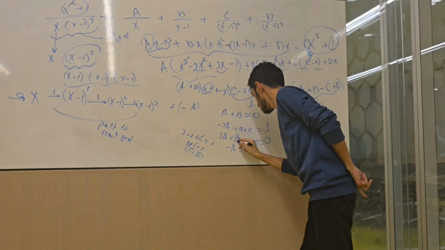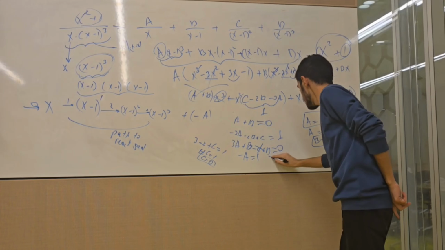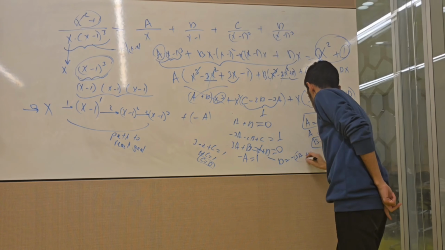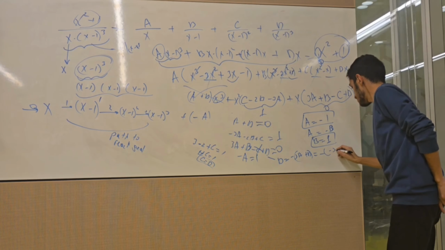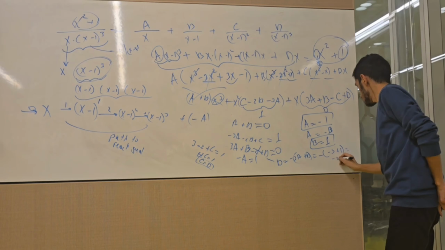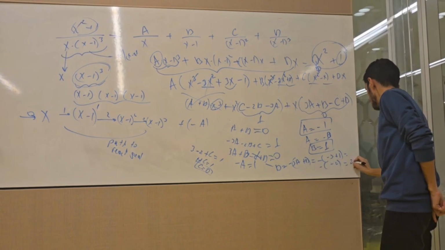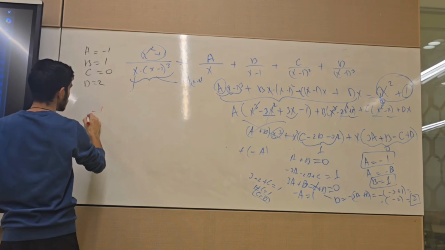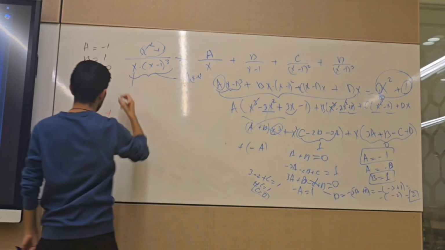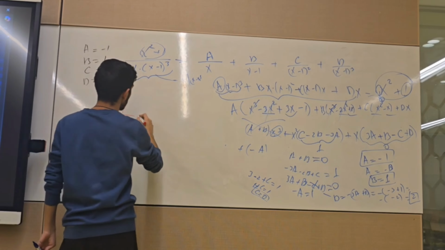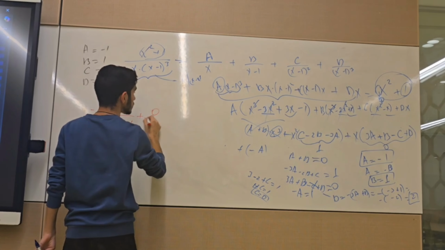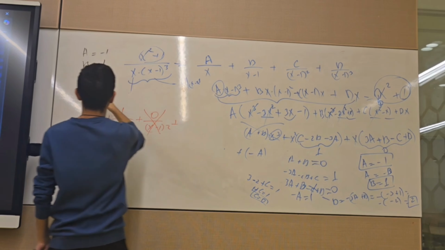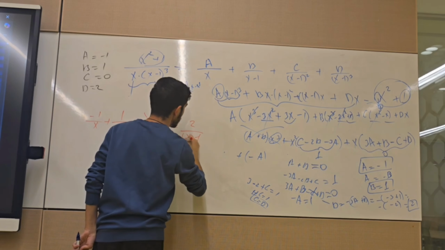Then use this part. This is 0. We need to find D. D equals minus 3A plus B, which is minus 3 plus 1, minus 2, and also minus 2, it's positive 2. We found A is minus 1, so this is minus 1 over x, plus B, 1 over (x minus 1), plus C is 0, so this part is 0 dividing (x minus 1) squared. Then plus D, 2 over (x minus 1) to the power of 3.